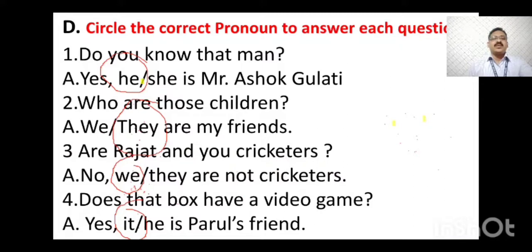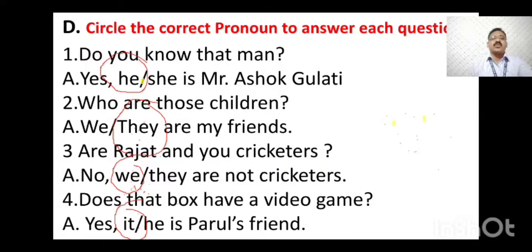Now bit number D, circle the correct pronoun to answer each question. Means a question is given and options are given in the answer. You have to circle the correct pronoun. Do you know that man? Answer: yes, he or she. Two options are given. Is it Mr. Ashok Gulati? Mr. Ashok Gulati is a male, so you have to circle he. Yes, he is Mr. Ashok Gulati.